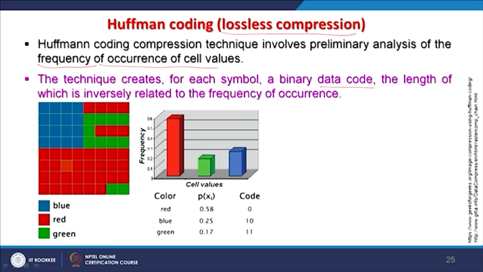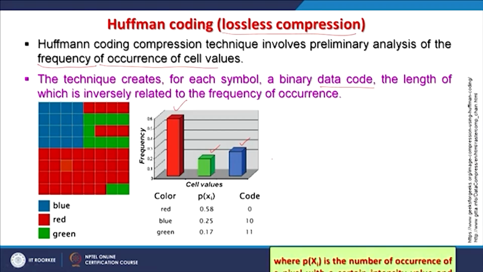So here input image is given on the left side. There are three types of pixels. They have been given code blue, red and green. So what we see, the frequency of red pixels is the maximum compared to blue and green. So this will further add to the understanding about the technique.